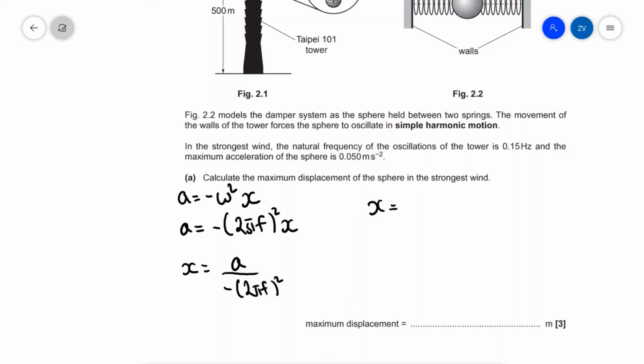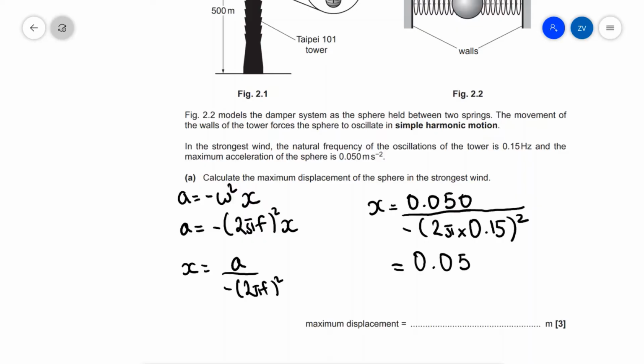So x will be equal to our maximum acceleration, which is equal to 0.050, and we are going to divide this by minus 2 pi times 0.15 hertz, which is our frequency, and then all of it squared. And if we input that into a calculator, we are going to get 0.05 or minus 0.056 meters. So essentially this is our maximum amplitude.